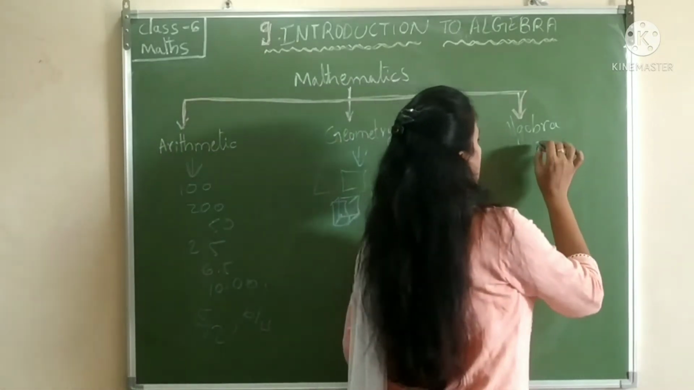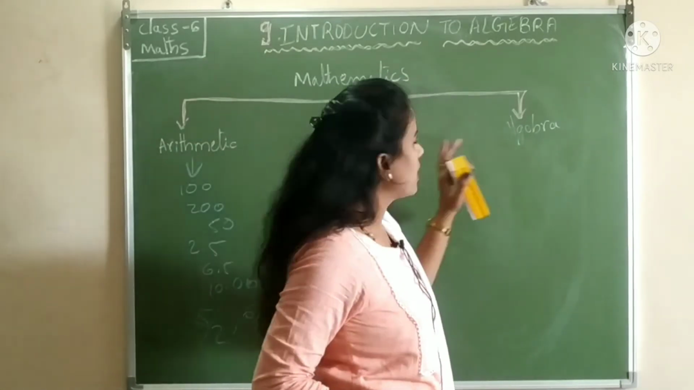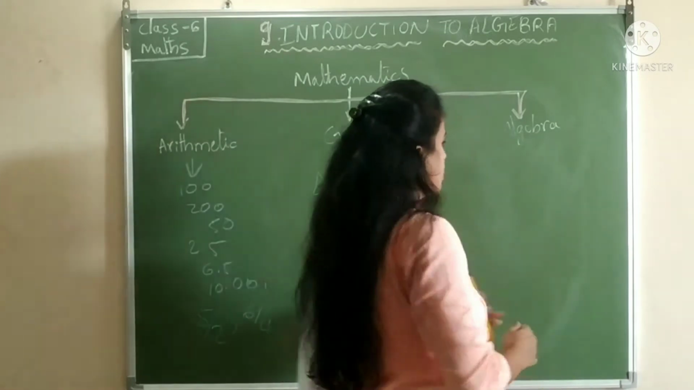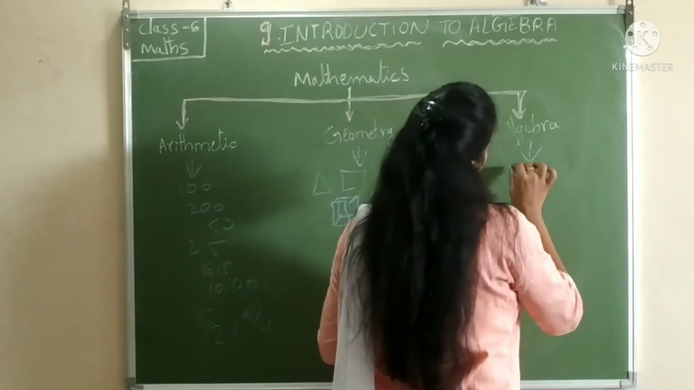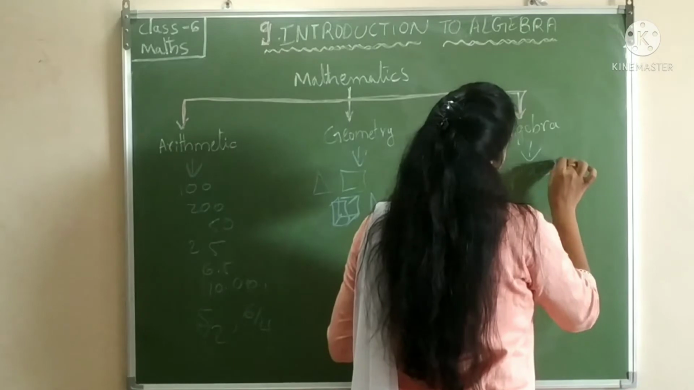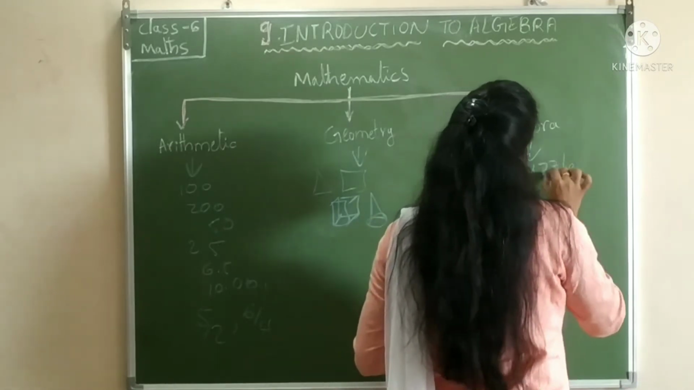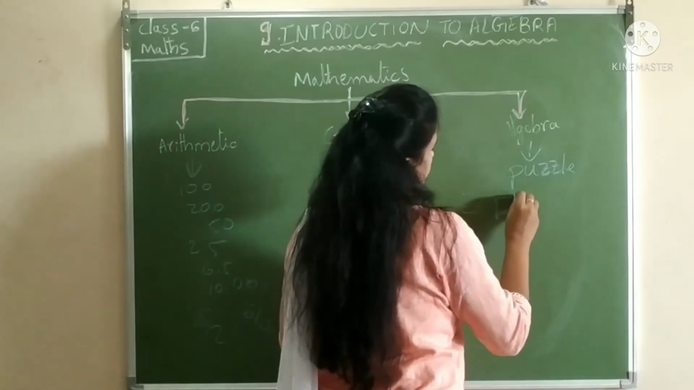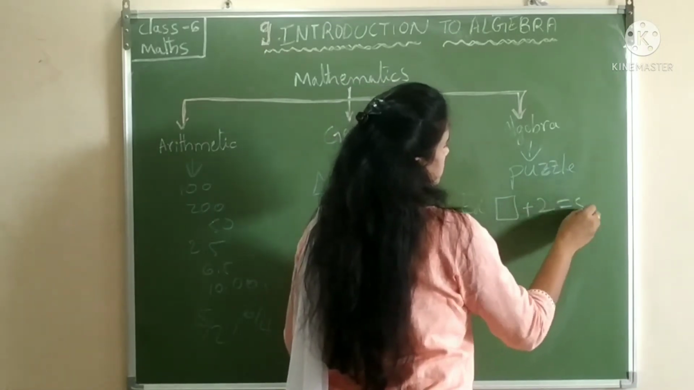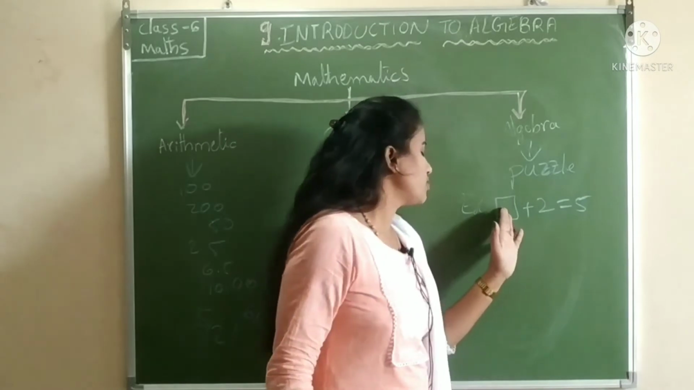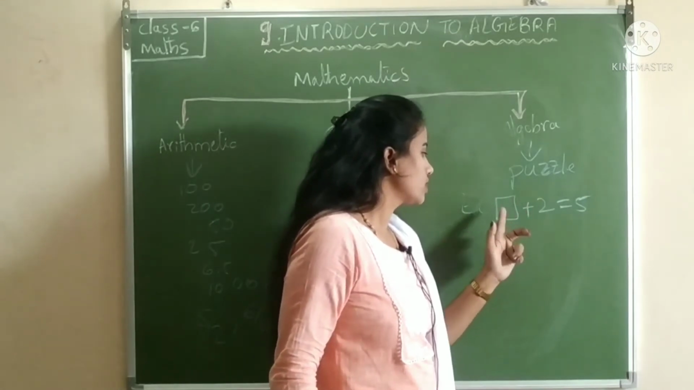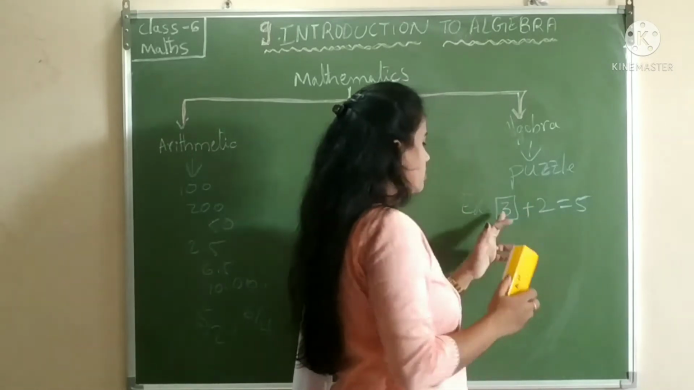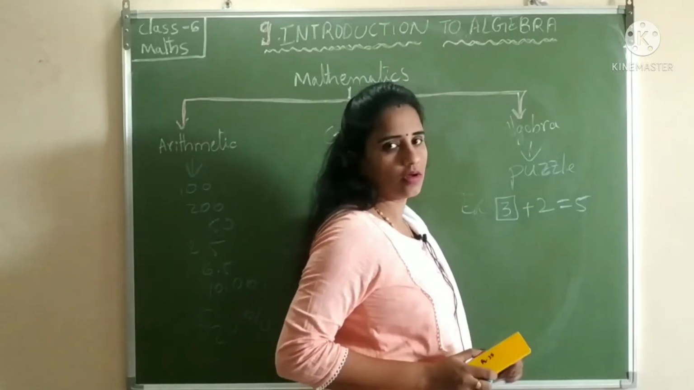Okay. Algebra. One more part of mathematics is algebra. What is algebra? Algebra is nothing but a puzzle. Puzzle means, for example, blank plus 2 is equal to 5. Which number do you have to add to 2 to get 5? 3. That is simple. 3 plus 2 is equal to 5.